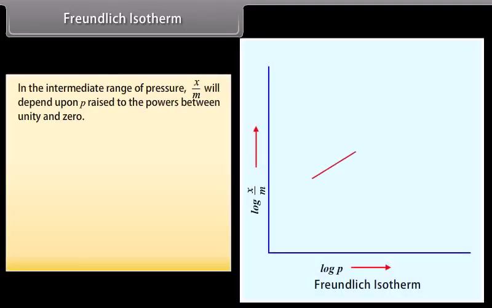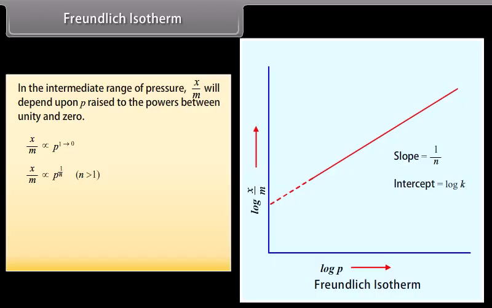Freundlich isotherm. In the intermediate range of pressure, x/m will depend upon P raised to powers between 1 and 0. This can be expressed as x/m ∝ P^(1 to 0), or x/m ∝ P^(1/n), where the value of n is less than 1, or it can be written as x/m = k × P^(1/n).